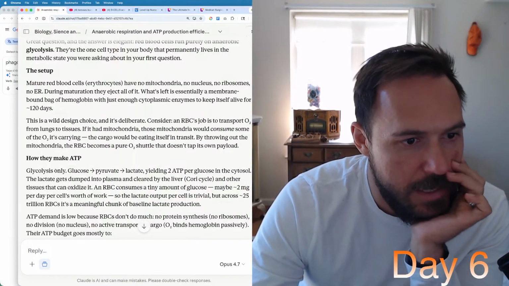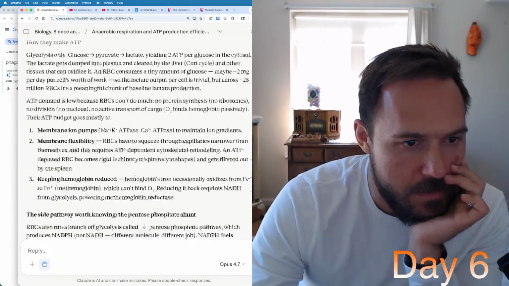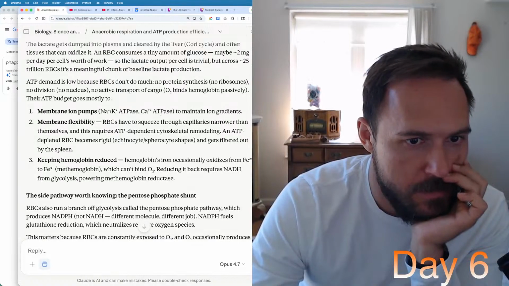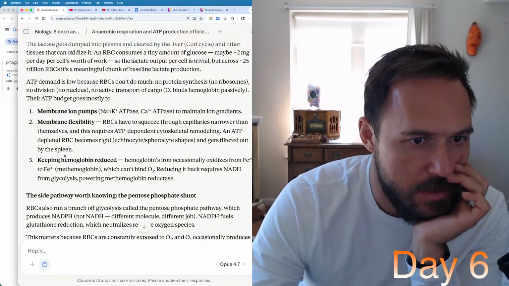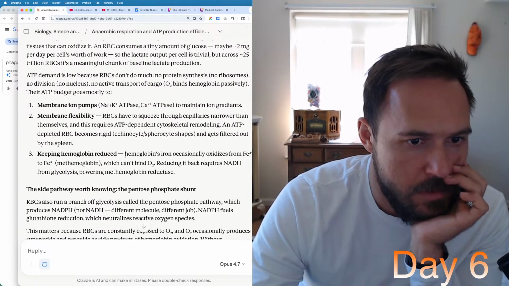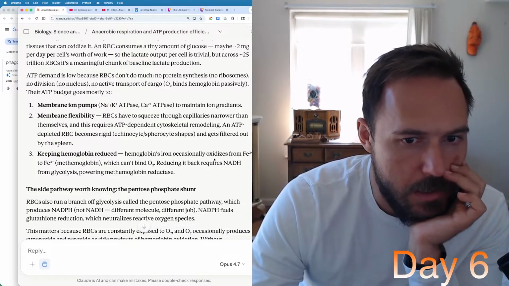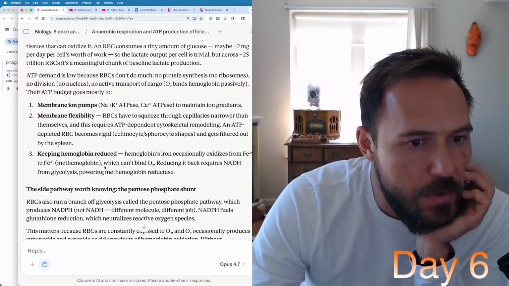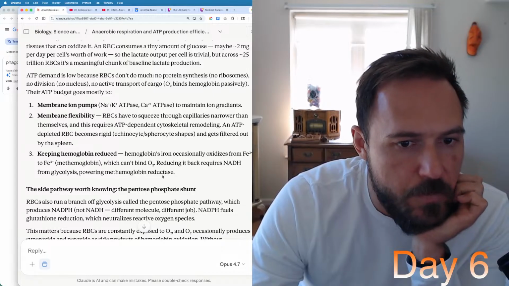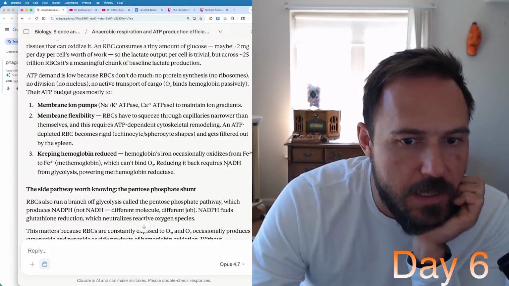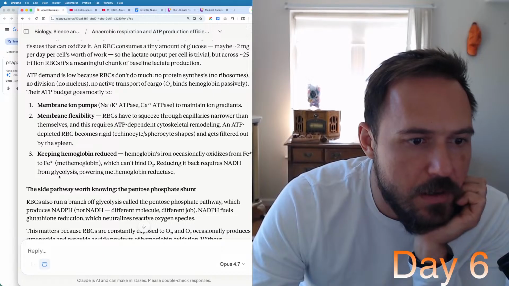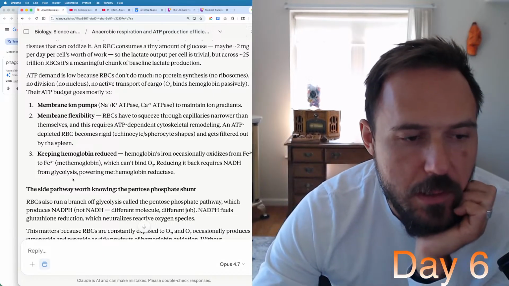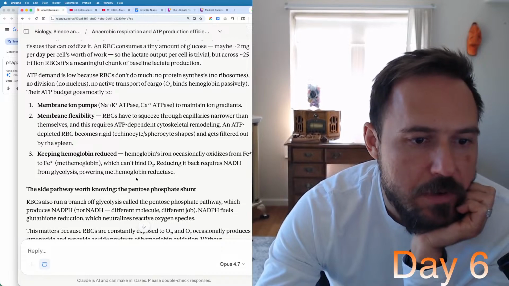How do they make ATP? Yeah, we already know that. Probably. Membrane flexibility, keeping hemoglobin reduced. Iron occasionally oxidizes from Fe2+ to Fe3+, methemoglobin, which can't bind O2. Reducing it back requires NADH from glycolysis, powering.